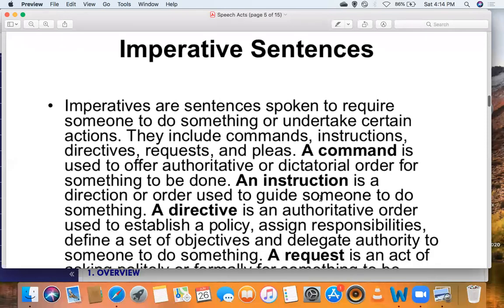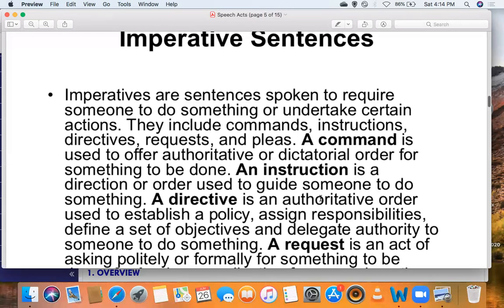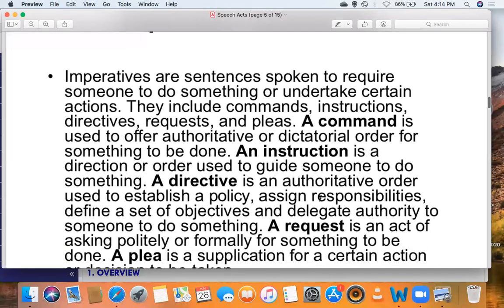Now, there are various imperatives. We have commands, instructions, directives, requests, and pleas. So we have both soft and hard imperatives. The hard imperatives include command and directive, but the soft imperatives include a request and a plea. Now, look at the definitions of each of them. A command is used to offer authoritative or dictatorial order for something to be done.